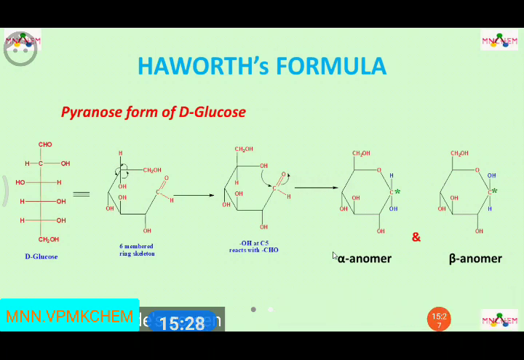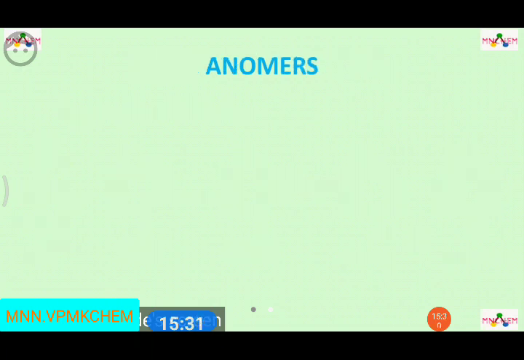We are moving next. Now, what are anomers? As we have seen, when the oxide ring forms, we get two isomers or stereoisomers, and we call them alpha and beta anomers. So now let's define anomers.